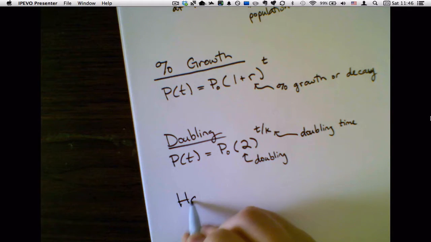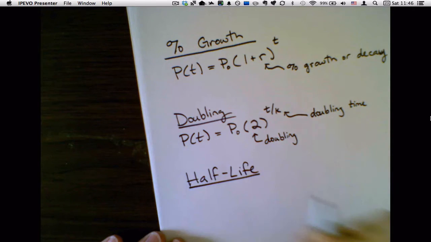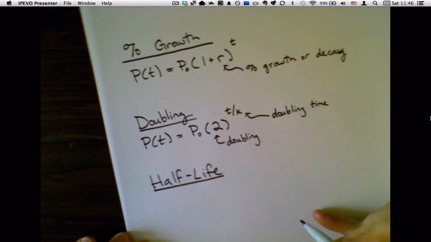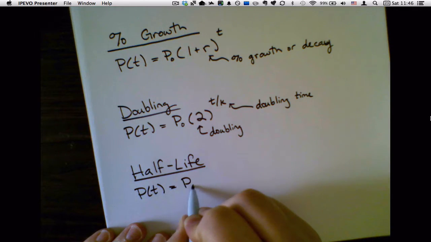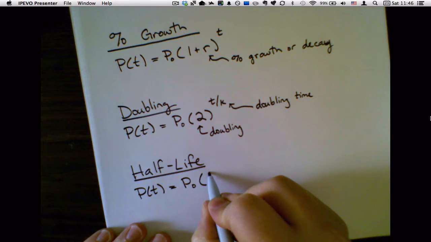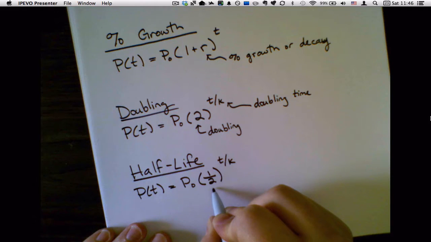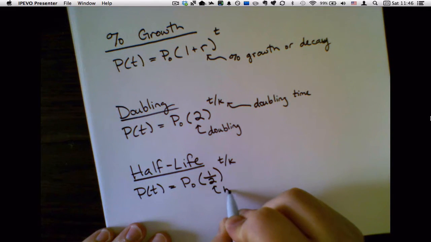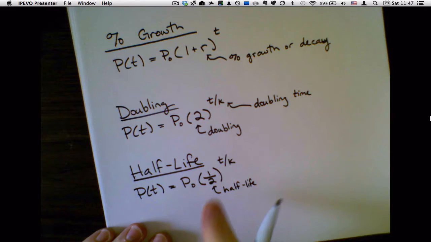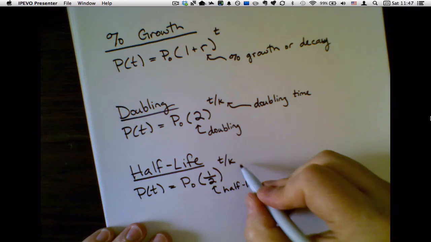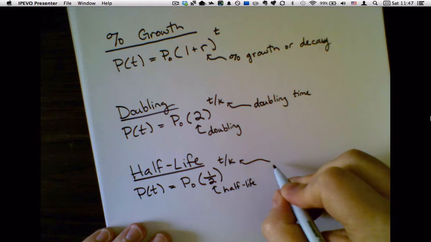I'm going to write it out explicitly, even though it's the same kind of thing, half-life. So when we're talking about exponential decay, a lot of times they love to talk about half-life. So there, your population at time t, and it's exactly the same kind of thing, your initial population times 1/2 to the t over k. And 1/2 because we're talking about half-life, about cutting our population in half.